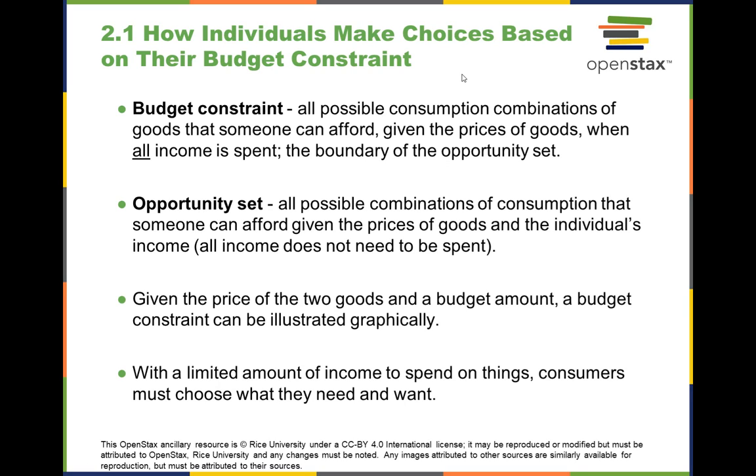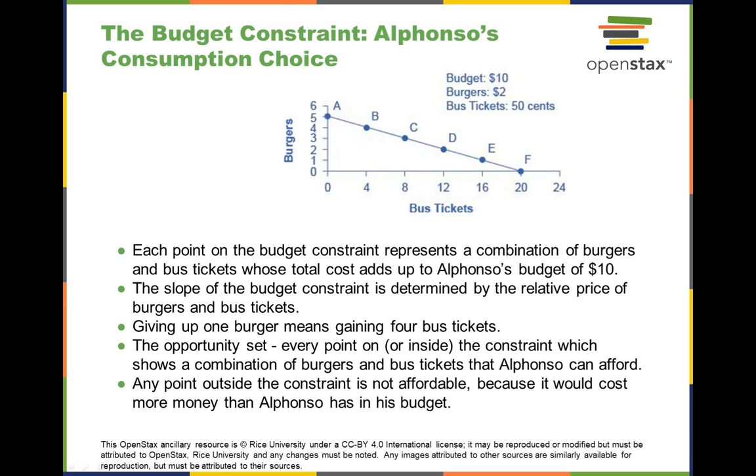Budget constraint: all possible consumption combinations of goods that someone can afford, given the prices of goods, when all income is spent; the boundary of the opportunity set. The opportunity set is all possible combinations of consumption that someone can afford given the prices of goods and the individual's income. All income does not need to be spent. Given the price of the two goods and a budget amount, a budget constraint can be illustrated graphically. With a limited amount of income to spend on these things, consumers must choose what they need and want.